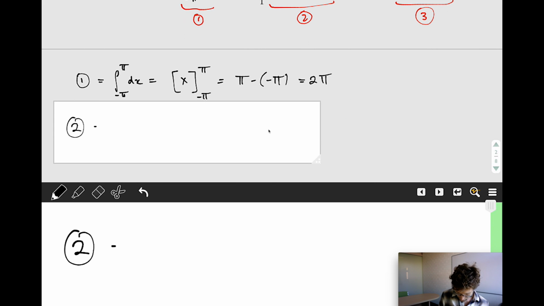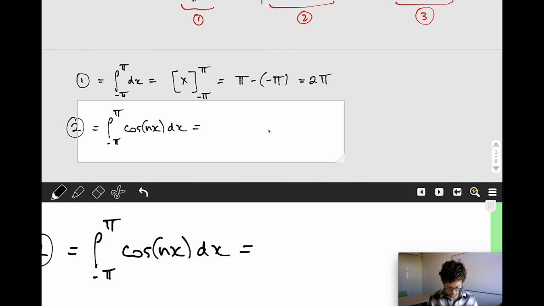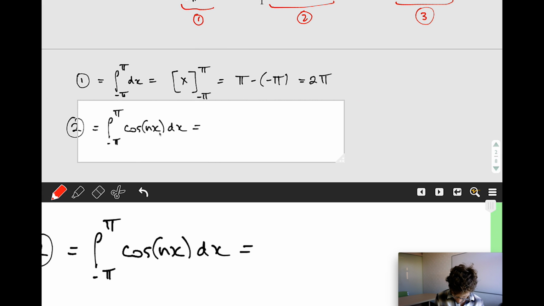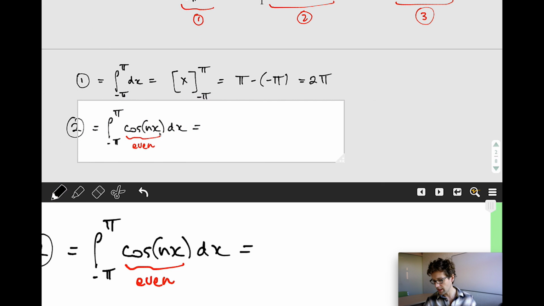Integral 2 is equal to the integral from minus pi to pi of cosine nx dx. So you notice that this is an even function. Cosine is an even function. And as we saw, when I integrate over an even function from minus pi to pi, I can write that as 2 times the integral from 0 to pi.